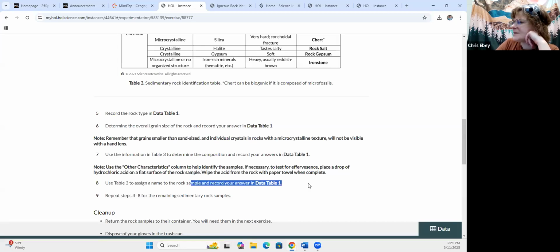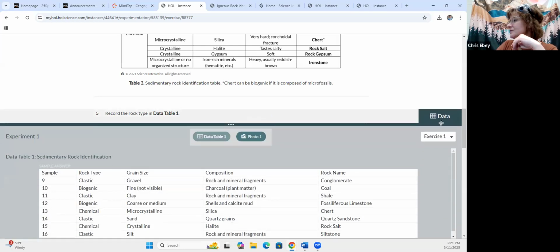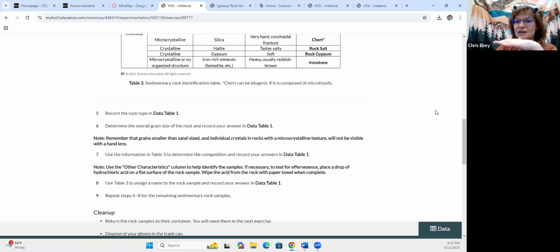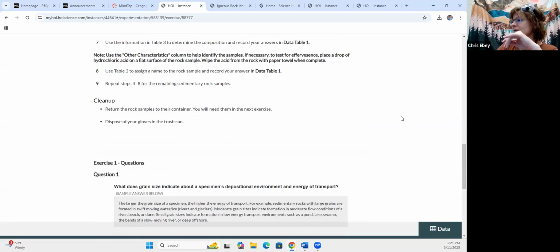And you're going to sign the name and record your sample in data table 1. If you're lost, if you're stuck, just email me, okay? Or even before you submit it, email me. We're still in the experimentation section. Don't be afraid to reach out to me and be like, hey, Dr. E, I can't figure out what these samples are. And you can redo everything. Everything can be redone, so don't stress out.